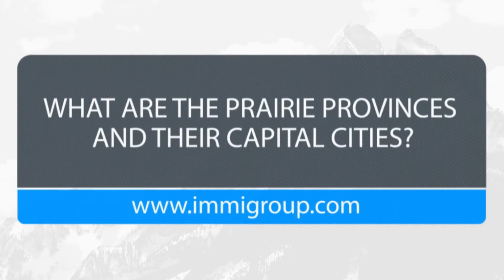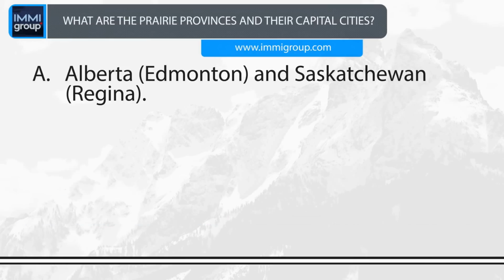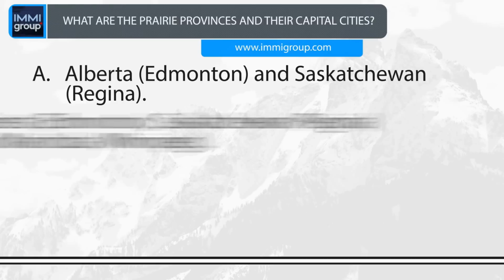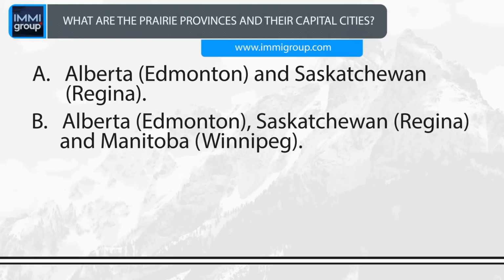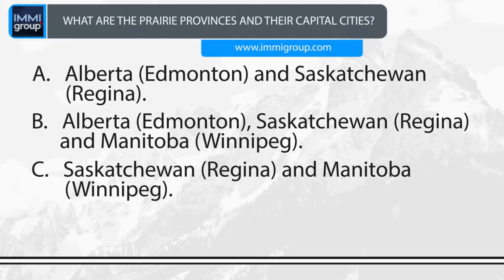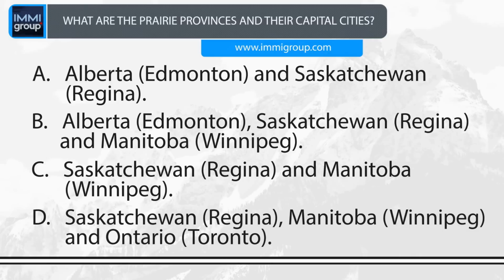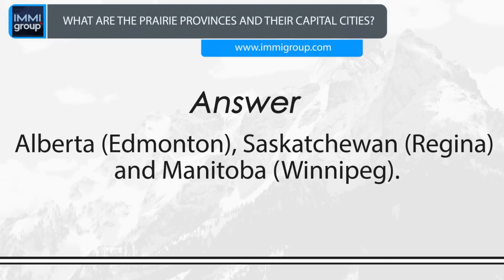What are the Prairie Provinces and their capitals? A. Alberta, Edmonton, and Saskatchewan, Regina. B. Alberta, Edmonton, Saskatchewan, Regina, and Manitoba, Winnipeg. C. Saskatchewan, Regina, and Manitoba, Winnipeg. D. Saskatchewan, Regina, Manitoba, Winnipeg, and Ontario, Toronto. Answer: Alberta, Edmonton, Saskatchewan, Regina, and Manitoba, Winnipeg.